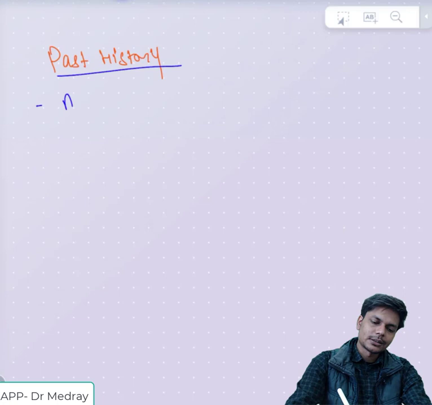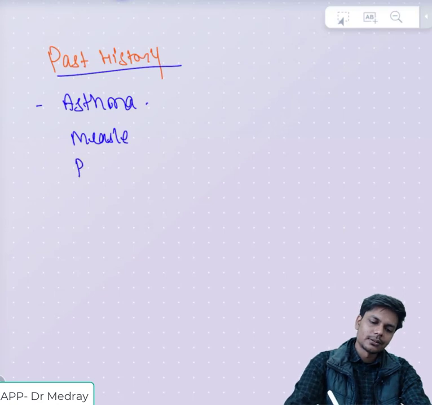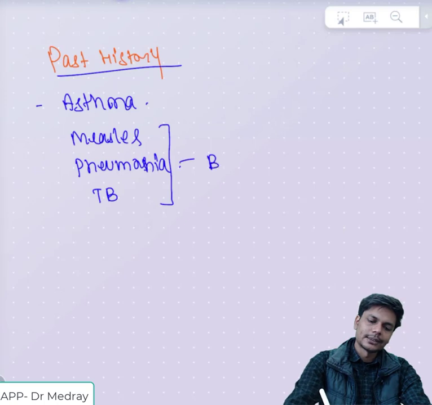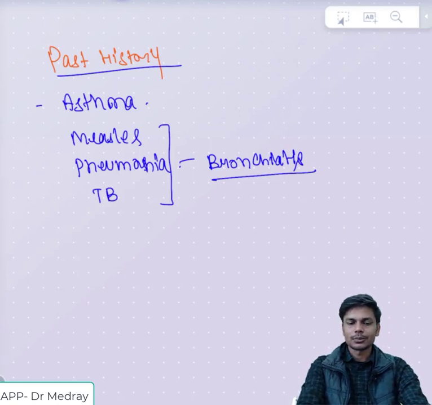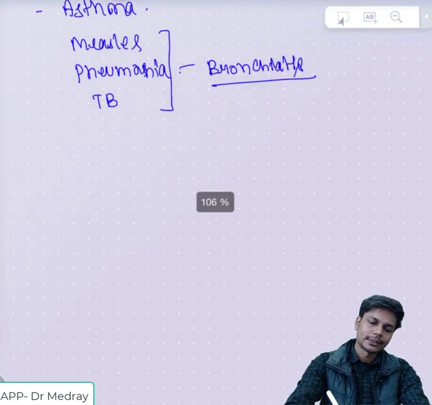Is there any history of asthma? Is there any history of measles, pneumonia, tuberculosis in the past? All of these can cause bronchiectasis. So if you are suspecting bronchiectasis and you are not able to find the cause, you can take the history of measles. Measles is known to cause bronchiectasis. Recurrent pneumonia is known to cause bronchiectasis. Tuberculosis is known to cause bronchiectasis.